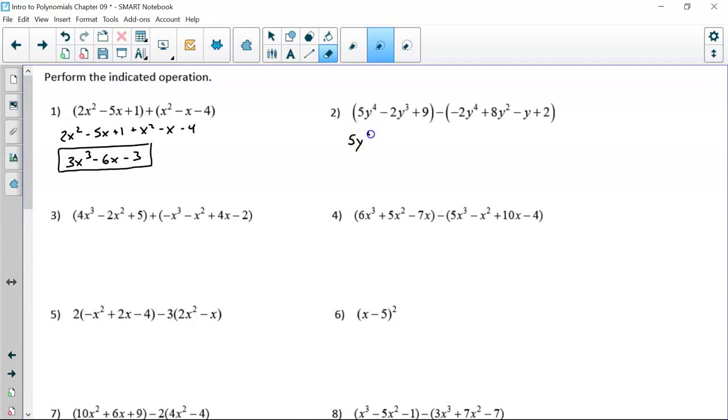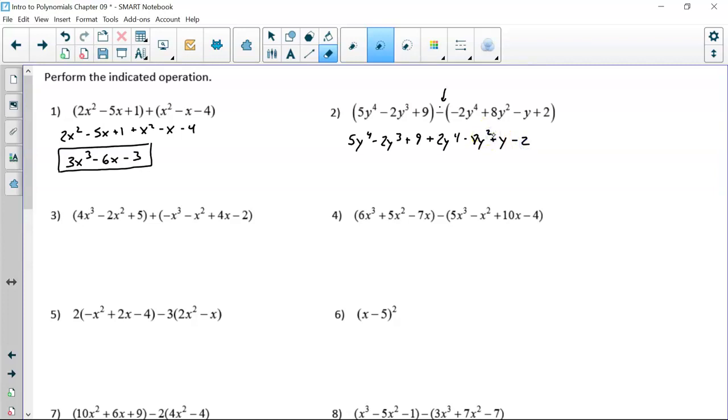Distribute the 1 for the first one, so nothing happens. 5y to the 4th minus 2y cubed plus 9. But now there's that negative there, so we want to distribute the negative. Negative 1 times negative 2y to the 4th is positive 2y to the 4th. Negative 1 times 8y squared is minus 8y squared. Negative 1 times negative y is plus y. Negative 1 times 2 is negative 2.